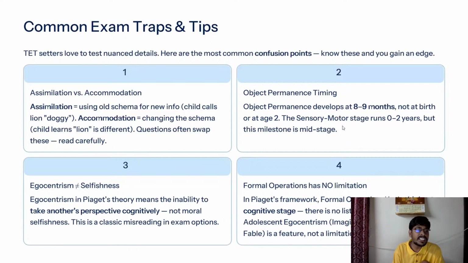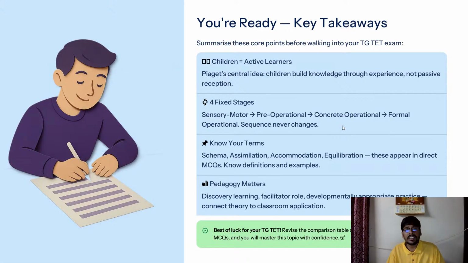And egocentrism and selfishness, both are different. Egocentrism is different, selfishness is different. Egocentrism is the inability to take another's perspective, and not moral selfishness. This is a classic misreading in exam options. So egocentrism is different and selfishness is different in this theory. And formal operations has no limitation in Piaget's theory of cognitive development. So that's all about it.